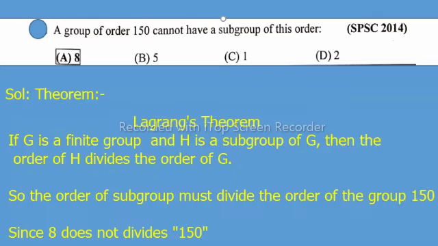If G is a finite group and H is a subgroup of G, then the order of H divides the order of G. So the order of a subgroup must divide the order of the group, 150. So 5 divides 150 thirty times, 1 divides 150 times, 2 divides 150 seventy-five times, but 8 does not divide 150. So option A is correct, which is the required solution.